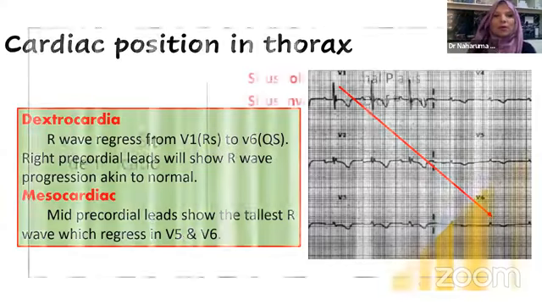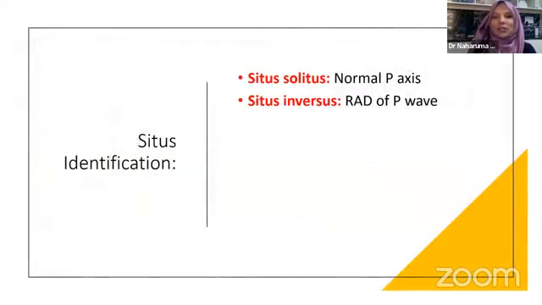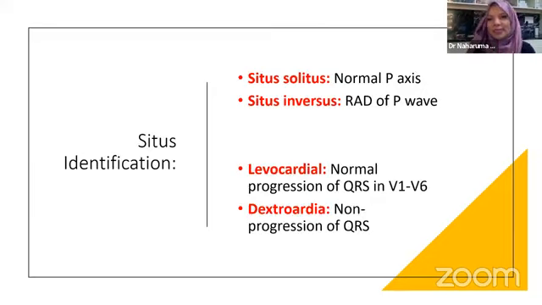Now if we summarize, in situs solitus there is a normal P axis, and a right axis of the P wave indicates situs inversus. Levocardia shows normal progression of the QRS from V1 to V6, and dextrocardia shows non-progression of the QRS. Next to that, we have to check the ventricular relation.